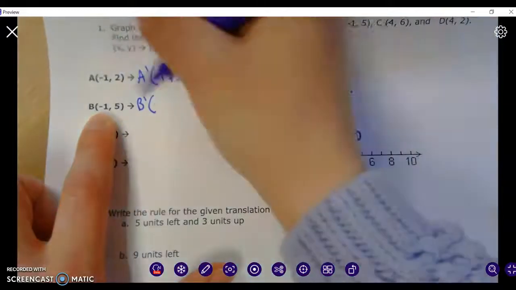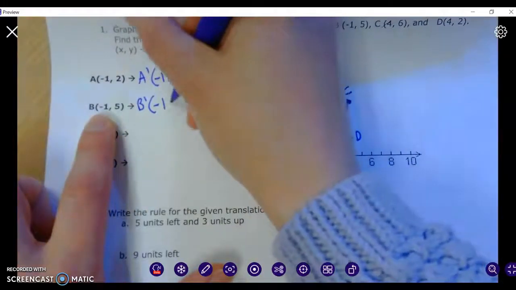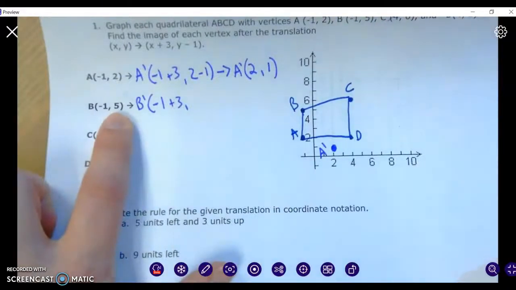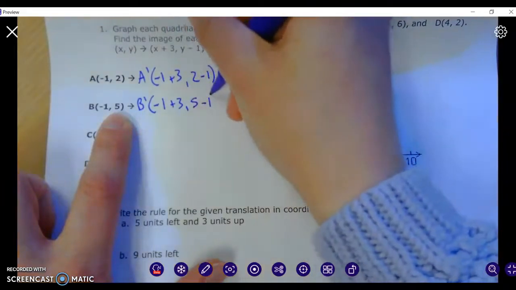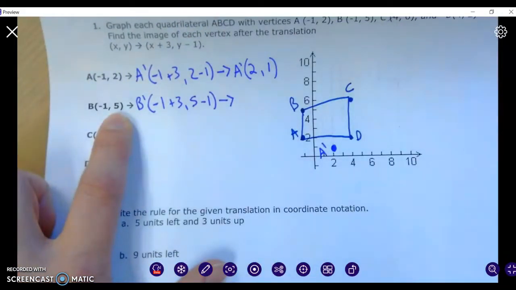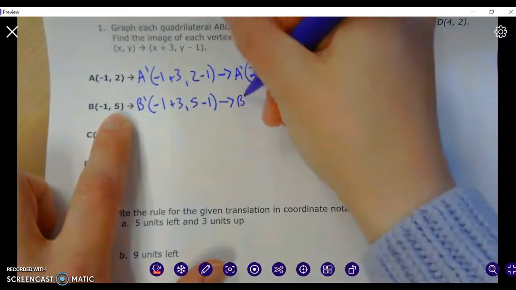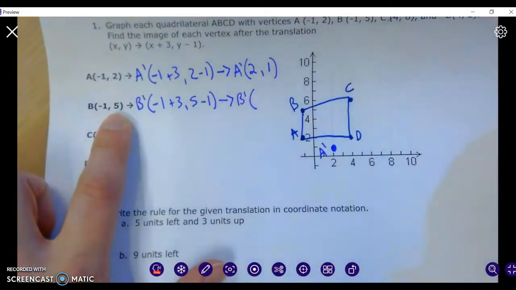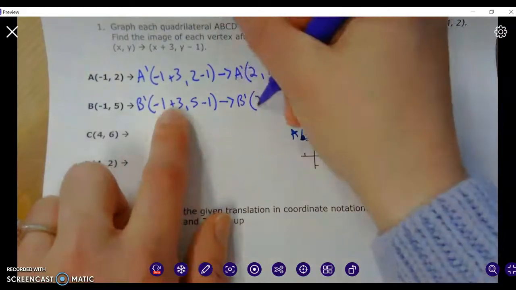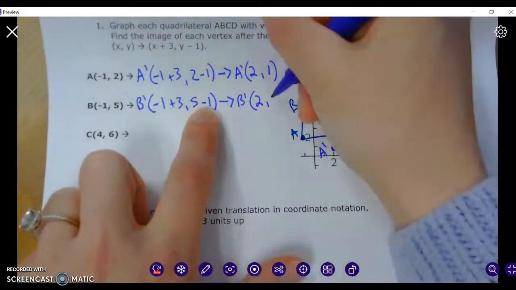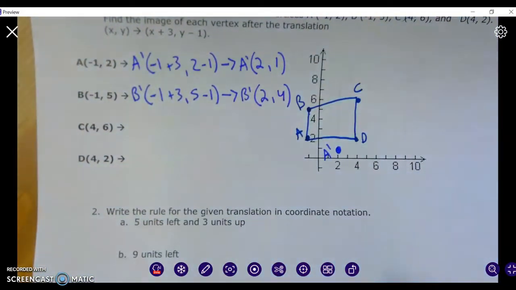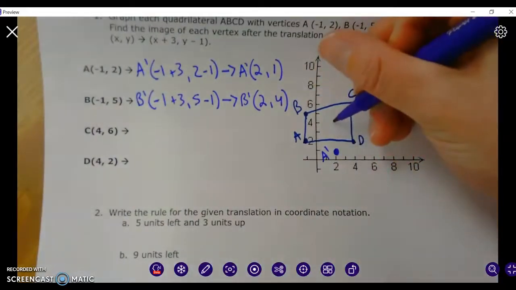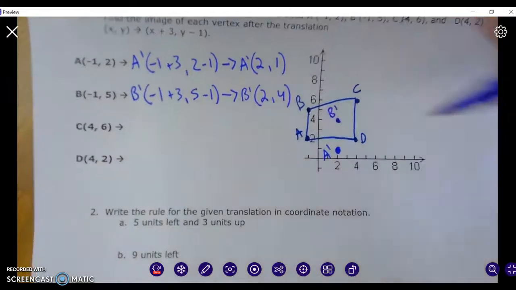So we're going to take that -1 that's already there and add 3 to it. And then take that 5 that is already there and subtract 1 from it. And you simplify with your arithmetic. So we get -1 plus 3 is a +2, and 5 minus 1 is a 4. Okay, so you'll plot your point at 2, +4 for B prime.